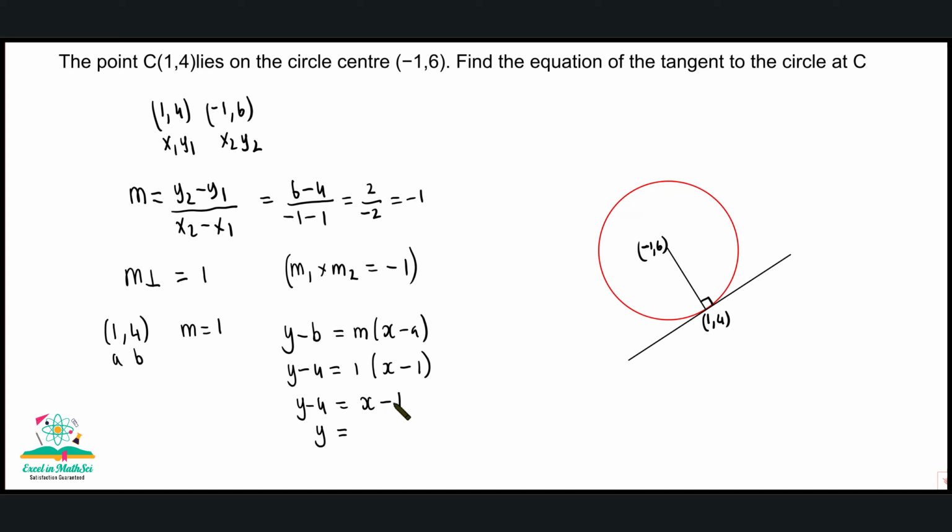If I take the 4 to the other side, that'll give me x minus 1 plus 4, so y equals x, and that'll be -1 plus 4, that'll give me plus 3. So y equals x plus 3 will be the equation of the tangent to the circle.